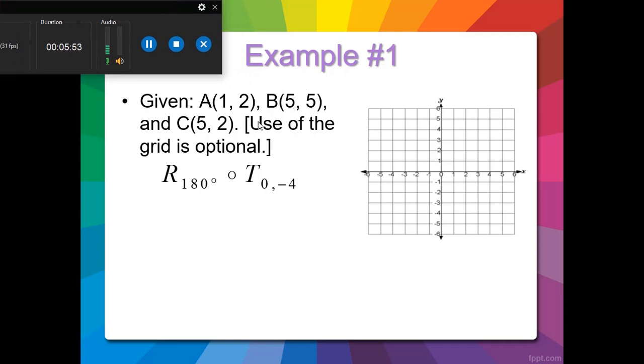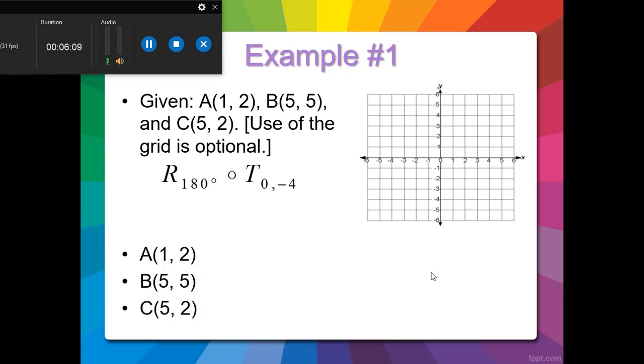In example 1, we're given 3 ordered pairs for our triangle ABC. The grid is optional. If you know the rules associated with translations and rotations, then don't bother graphing. So I'm going to start by listing my 3 ordered pairs. Remember, the rotation must follow the translation. So we're going to start with our translation. Translations add and subtract on the x and y coordinate. So I'm adding 0 to x, subtracting 4 from y. I'm going to bring up all the points at one time. If you want to pause the video so I don't give it away, you should do that now.